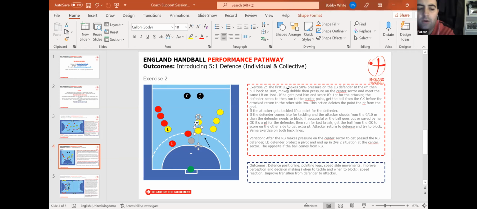So what does the L mean? Sorry, that's the left-handed player. Ah, right. Hey, that's a left-handed player.